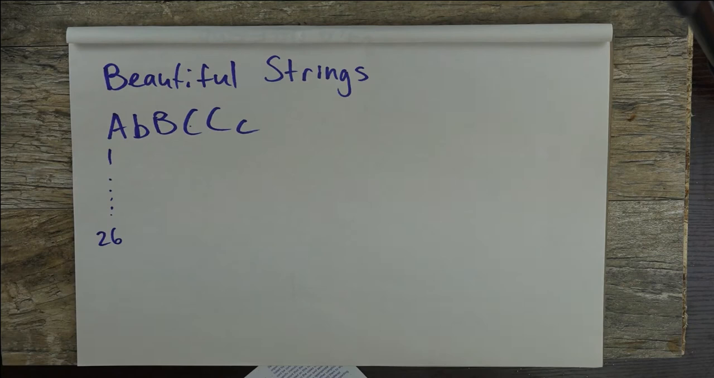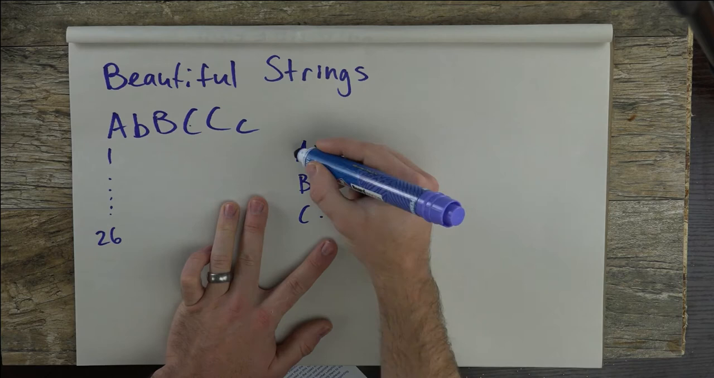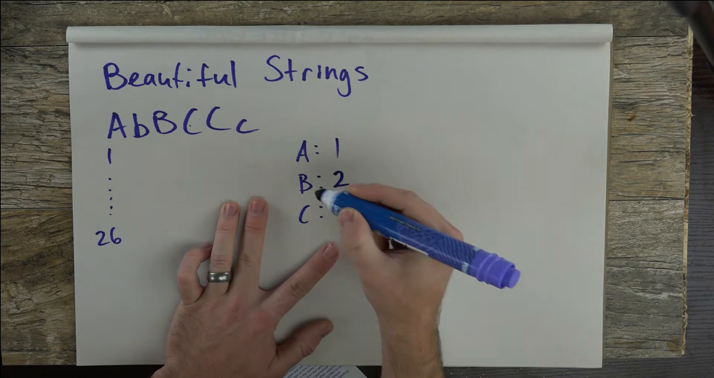To solve this today, what we're going to do is count up each character in the string and figure out how many times that character occurs. So let's count up the number of A's, the number of B's, and the number of C's. So the number of A's is 1, number of B's is 2, number of C's is 3.